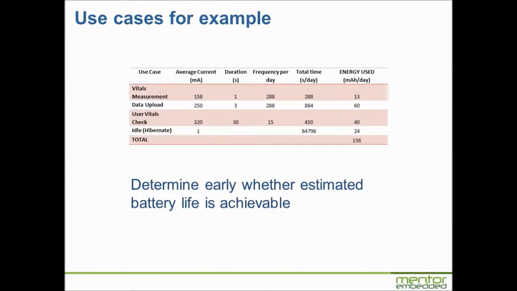So for this example, we have the 4 use cases down the left-hand side there, and what we do is we look at the average current, which is shown in the left-most column of numbers, and how long that thing goes on. So the vitals measurement only takes a second. It consumes 158 milliamps. We do it 288 times a day, so that gives us a resulting 13 milliamp hours per day. And if we then perform the same procedure for each of the use cases, we arrive at the number in the bottom right-hand corner. And this enables us to decide whether the battery life is achievable or not. And we'll look at this kind of thing a bit more in due course.